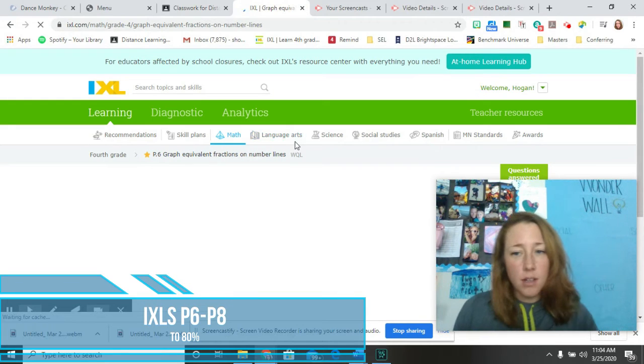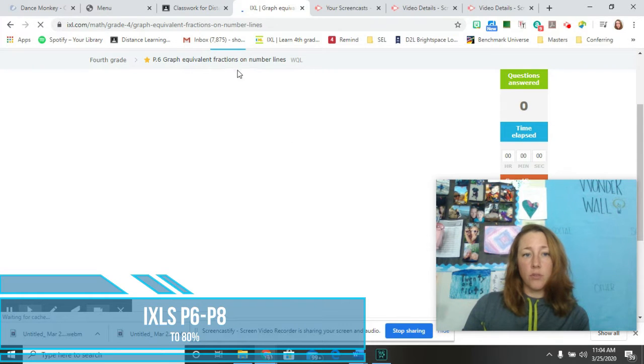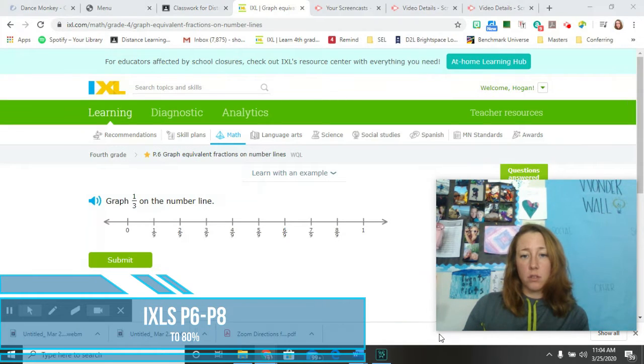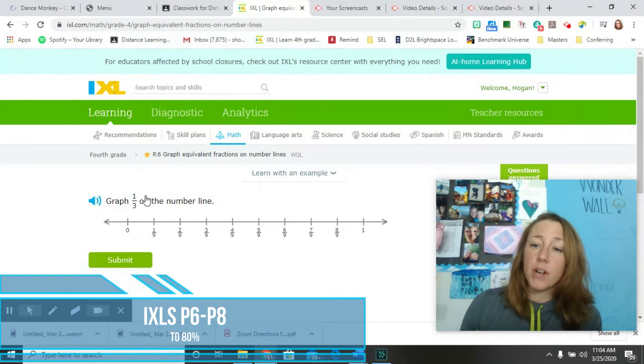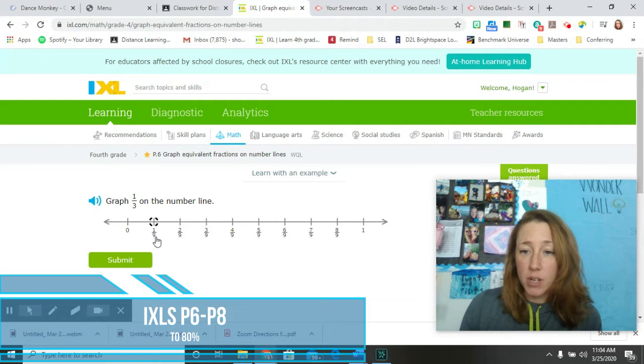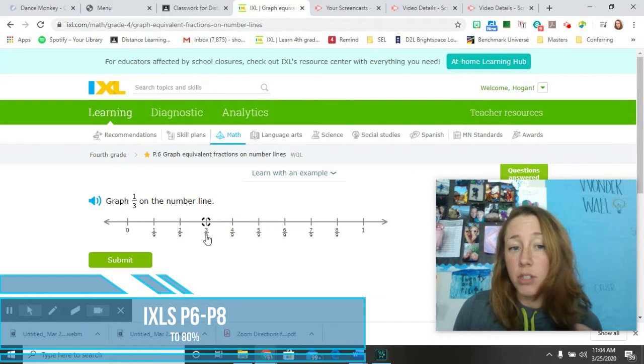So, for number 6, graphing equivalent fractions on a number line. 1/3. Now, as you can see, these aren't divided into thirds. They're in ninths, right? So I have to figure out, okay, 1/3 is how many ninths? So I'm going to think to myself, 3 times what gets me to that denominator? Gets me to 9. Well, I know 3 times 3 is 9. Whatever I do to the denominator, I have to do to the numerator. So if I multiply the denominator by 3 to get to 9, I need to multiply the numerator by 3 to get to 9. Okay?